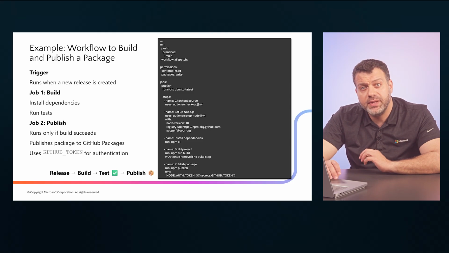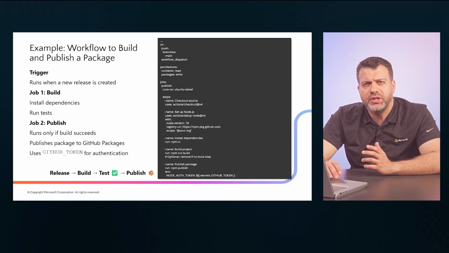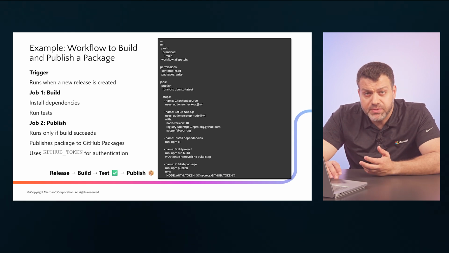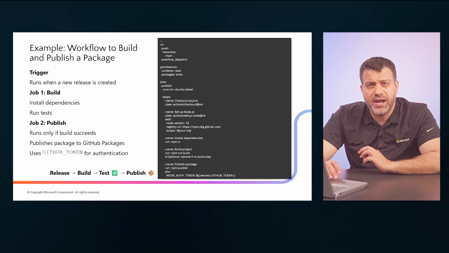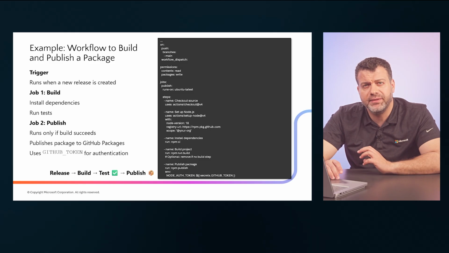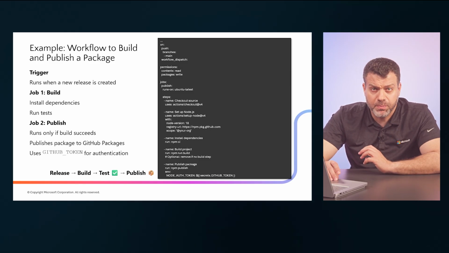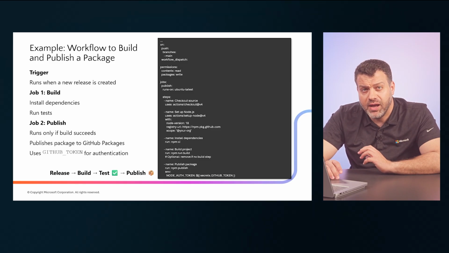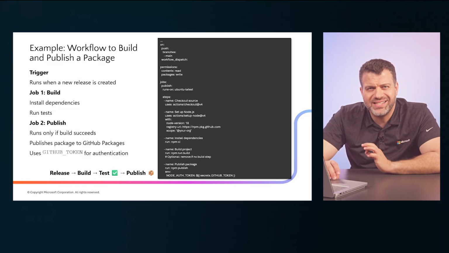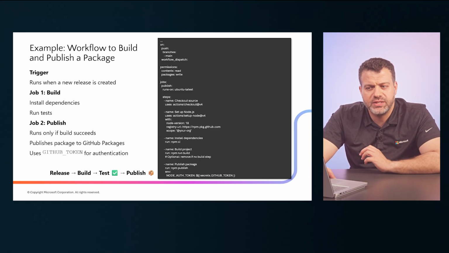The second job is the publishing job. This job only runs if the build job is successful. It sets up the environment again. It connects to the GitHub package registry and then runs npm publish. Authentication is handled automatically. We use the built-in GitHub token. This is important. This means that you don't need to manually manage credentials. The key takeaway here is you validate, then publish. So only tested and verified code is released as a package.